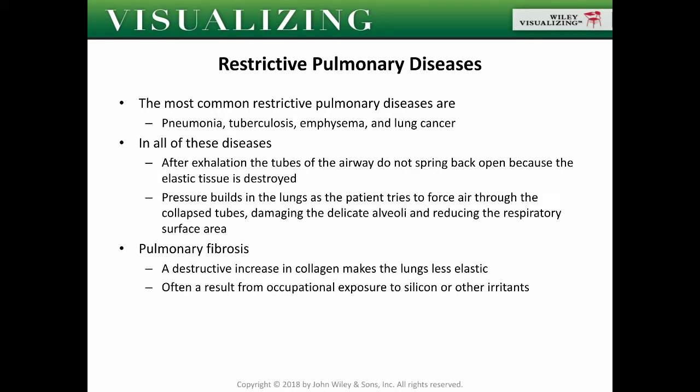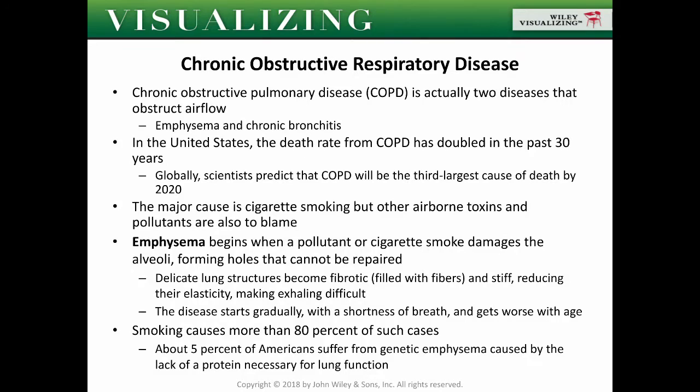The most common restrictive pulmonary diseases are pneumonia, tuberculosis, emphysema, and lung cancer. In all of these diseases, the tubes of the airway do not spring back open on exhalation because of a destruction of the elastic tissue. There's a pressure buildup in the lungs, and the patient tries to force air through the collapsed tubes, damaging the delicate alveoli and reducing the respiratory surface area. In pulmonary fibrosis, we have a destructive increase in collagen that makes the lungs less elastic. In these pulmonary diseases, you are actually destroying the tissues in the lungs.